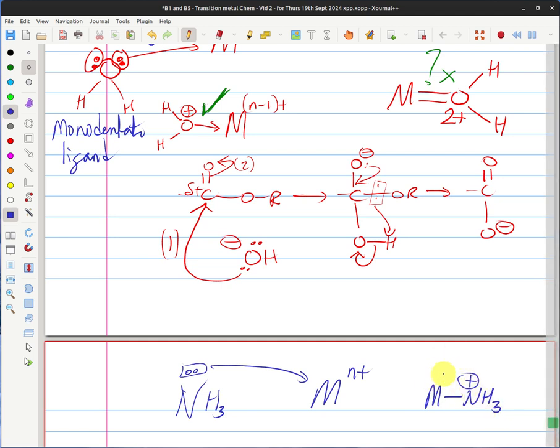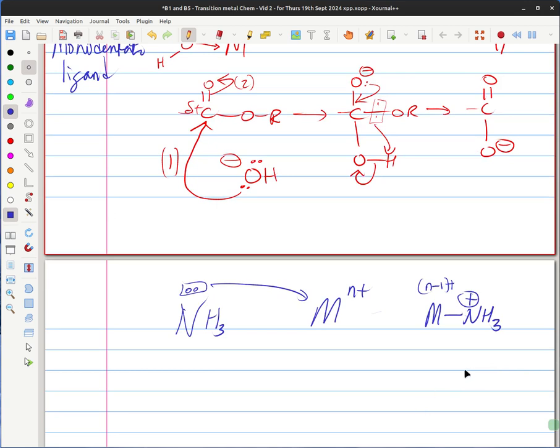We can put the charges on it if we wish, and if you really want to do that, you will do this. So the N has lost electron density by sharing it with the M. The M has gained electron density by taking in the lone pair from the N. So as always, when you gain electron density in this manner, you become more negative by 1. So the charge is now N minus 1 plus. It's become more negative, and that has become more positive by 1.